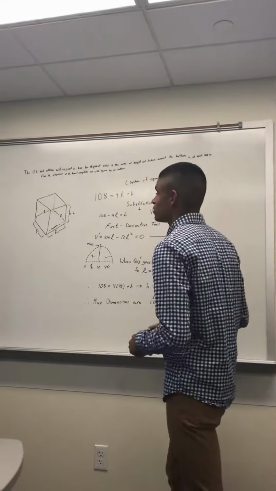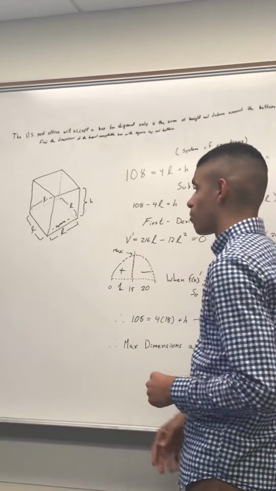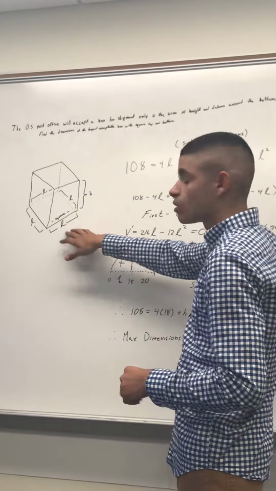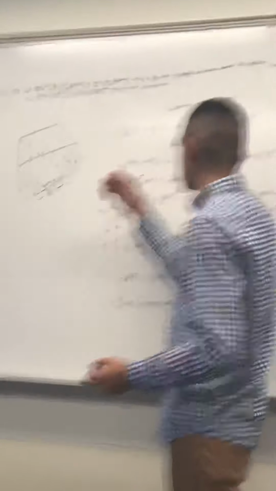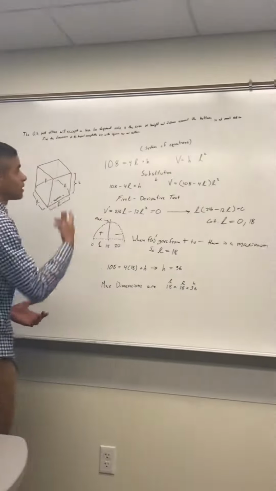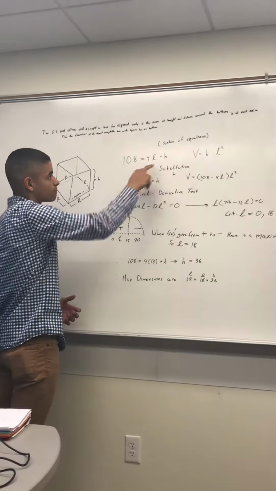So, thinking about this, I drew up a quick little box just to get the layout of the problem. We know that the sides on the bottom are square, so each side has the length of L and the height of H. Thinking about the perimeter that they described, 108 equals 4 times L plus H.